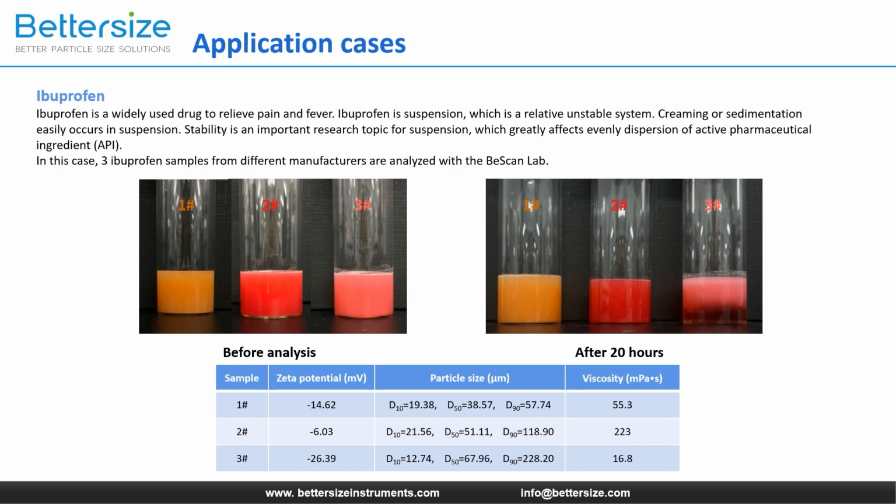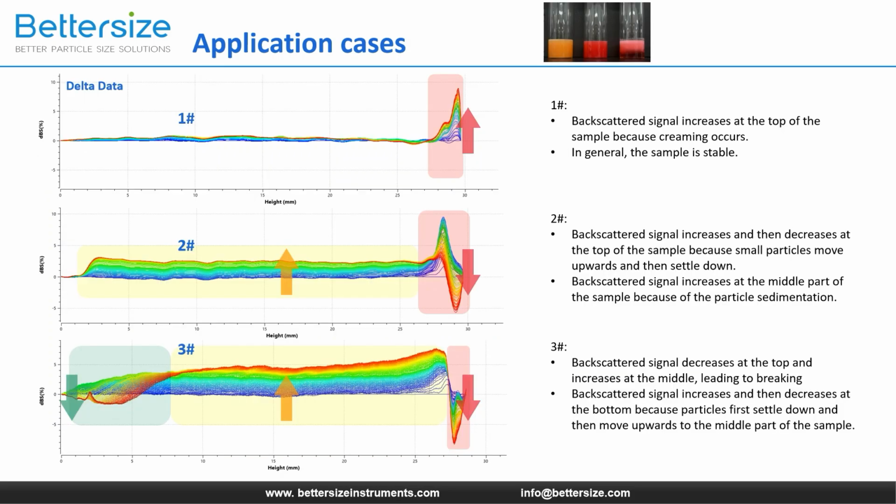The next application is ibuprofen. Ibuprofen is a suspension in which active pharmaceutical ingredients should be evenly dispersed. We have also measured their zeta potential and particle size distribution with the Binano and Bettersize 2600. The results are listed in the table. The sample 3 has the highest zeta potential and the sample 1 has the smallest mean particle size. Here are delta backscatter signals for the 3 samples.